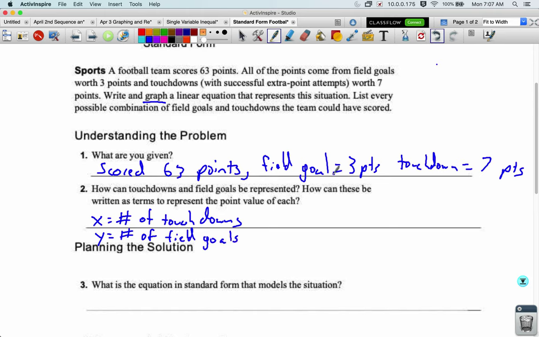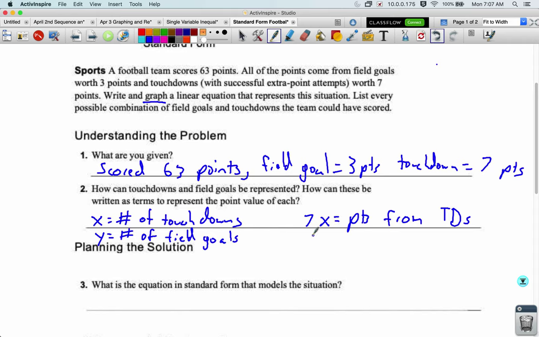All right, and then how can these be written in terms to represent the point value of each? If you take the number of touchdowns and multiply it by 7, you'll get the points from touchdowns. Let's check that with a couple values. Points from TDs: if I score 0, 7 times 0 is 0 points. If I score 1 touchdown, 7 times 1 is 7 points. That makes sense to me. 2 touchdowns, 7 times 2 is 14 points, yep.